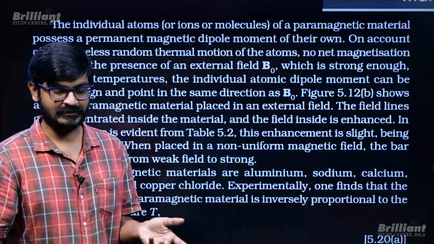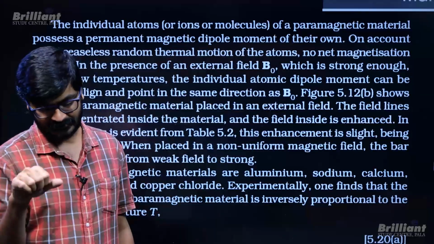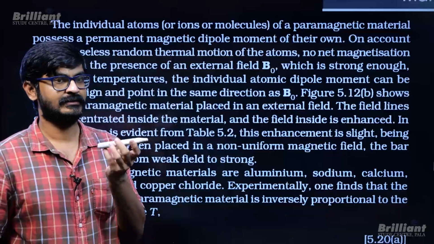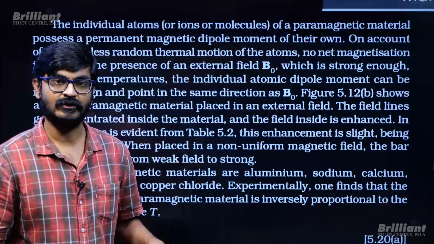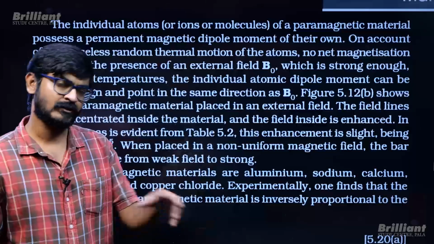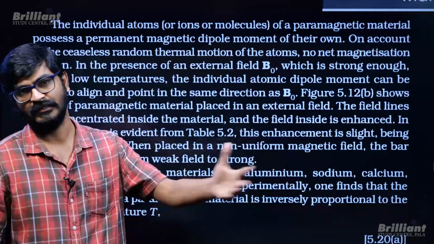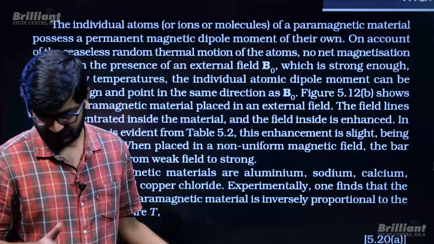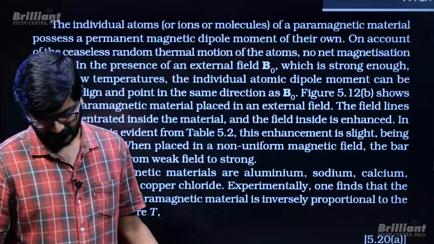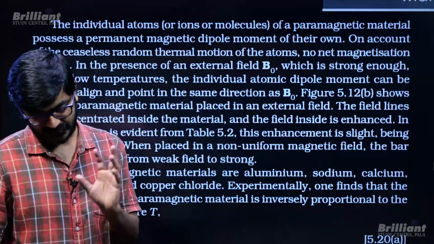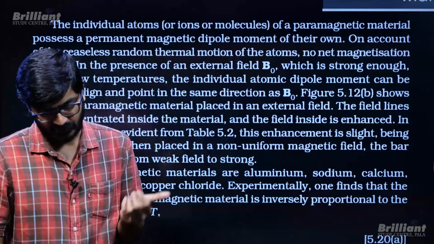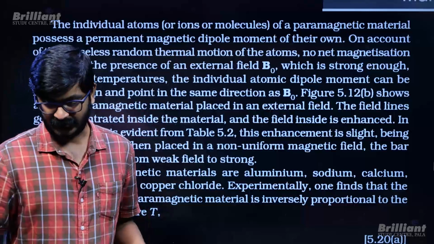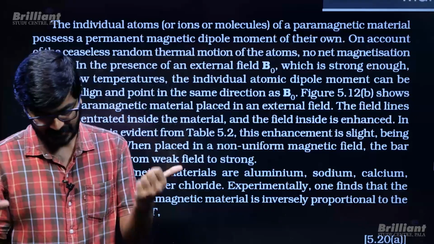But in the presence of an external magnetic field, what will happen? They'll start aligning in some particular orientation, even if not totally, at least partially. Though they will be changing with time, effectively there will be a net orientation in the magnetic field direction. In the presence of an external magnetic field which is strong enough at low temperatures, the individual atomic dipole moments can be made to align and point in the same direction as B0. So the external magnetic field is there, and now the induced magnetic field is there.